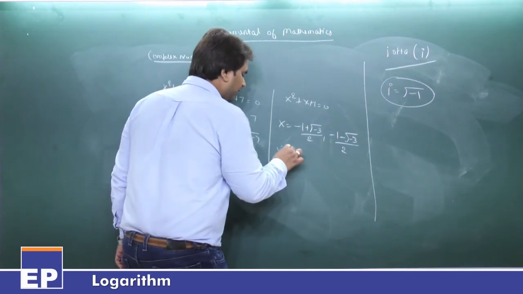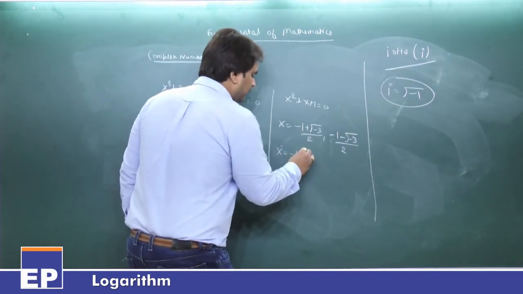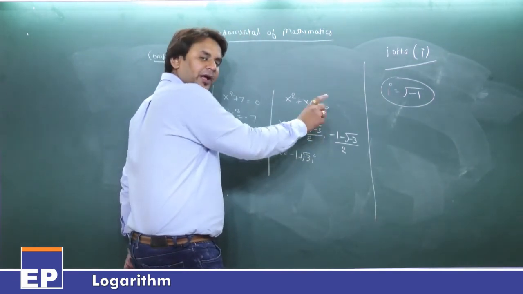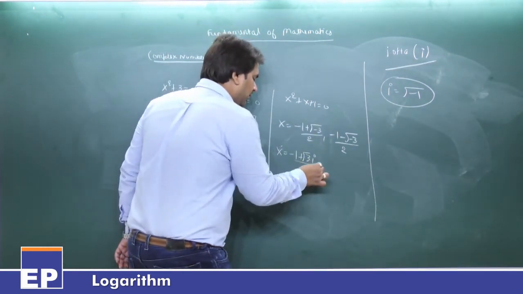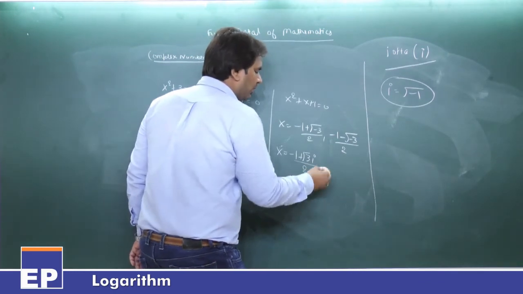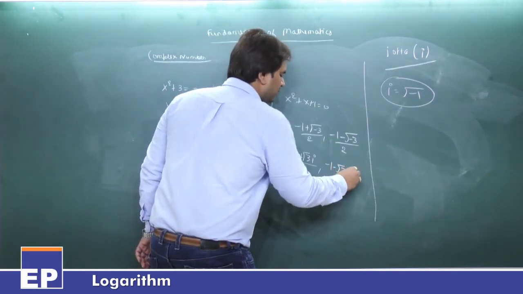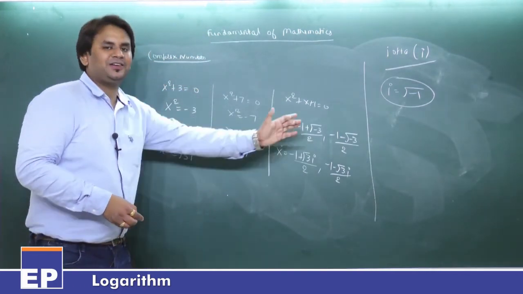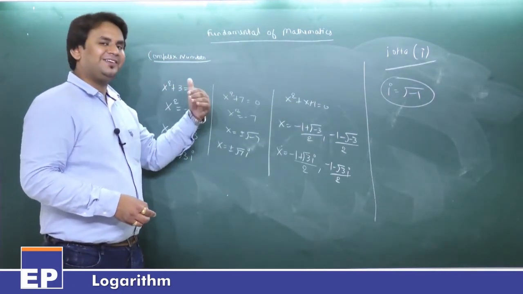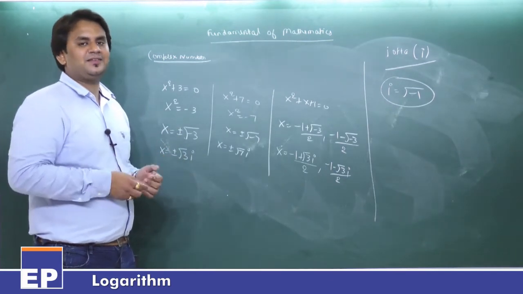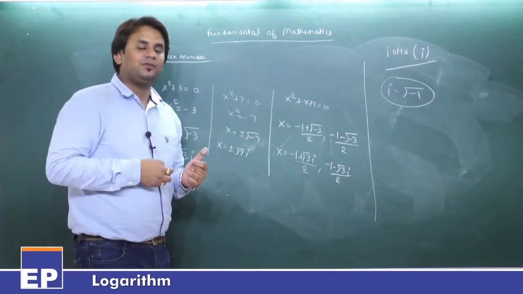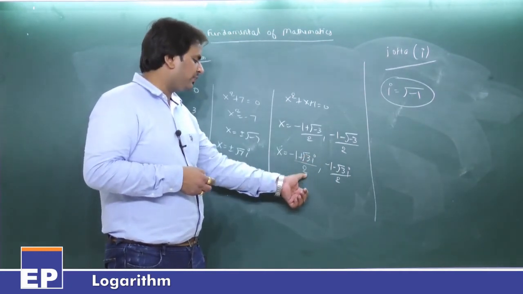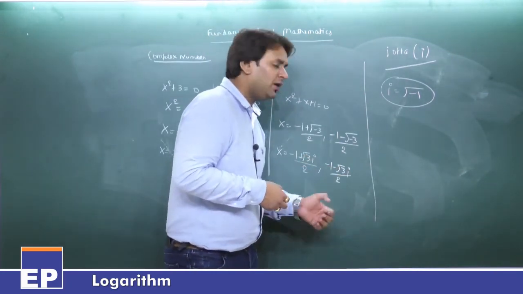Here what is the value of x? x will become minus 1 plus root 3 iota. Remove the negative sign and put iota outside the root. So it is minus 1 plus root 3 iota by 2, comma, minus 1 minus root 3 iota by 2. These are the imaginary roots that I told you about in the quadratic equation. In the third case, if D is less than 0, then the roots of the quadratic equation will be imaginary: minus 1 plus root 3 iota by 2 and minus 1 minus root 3 iota by 2.